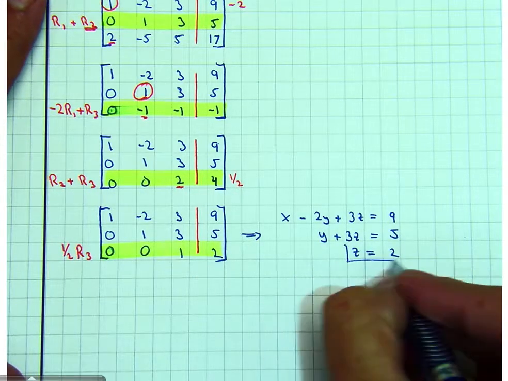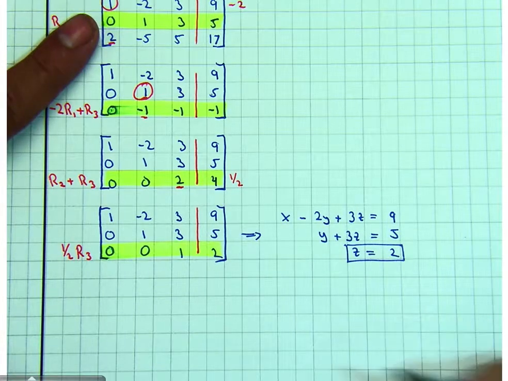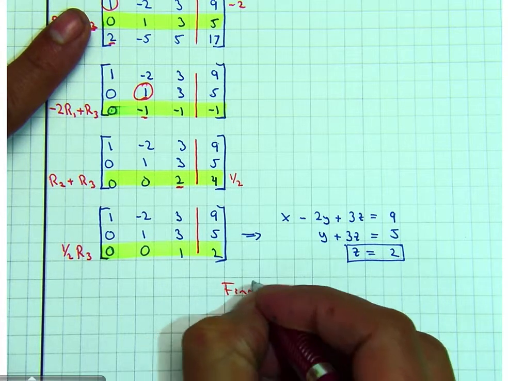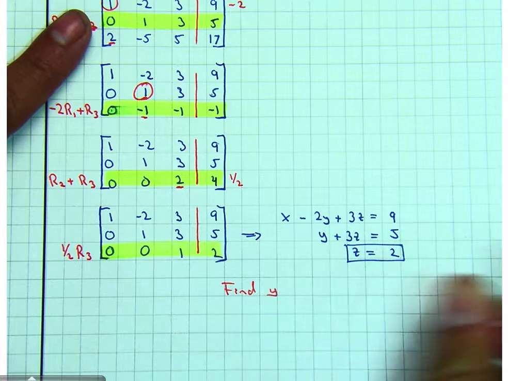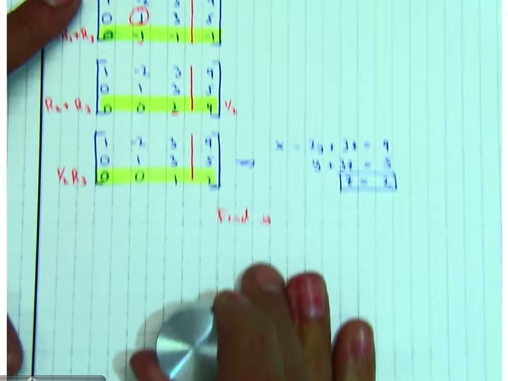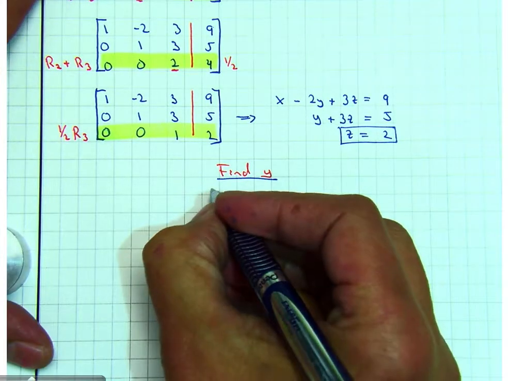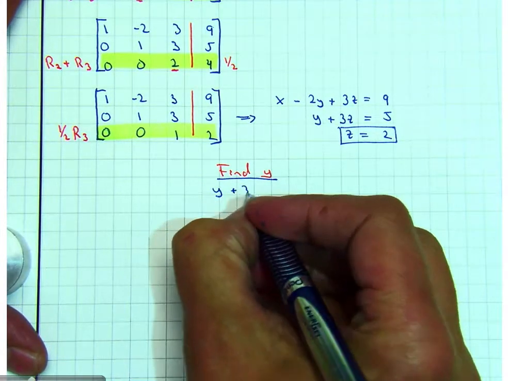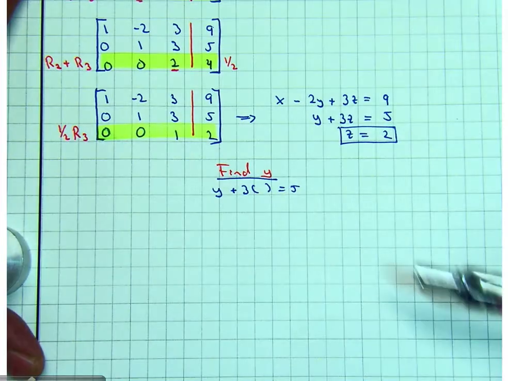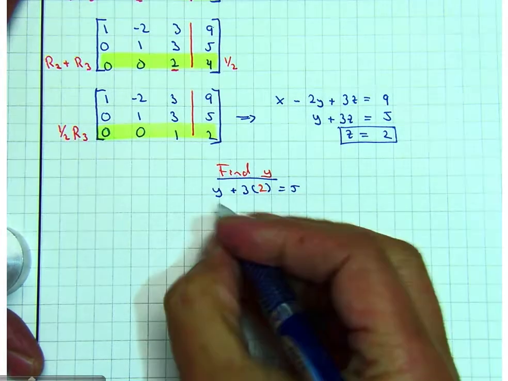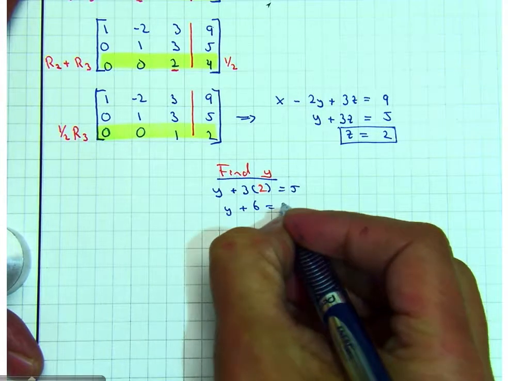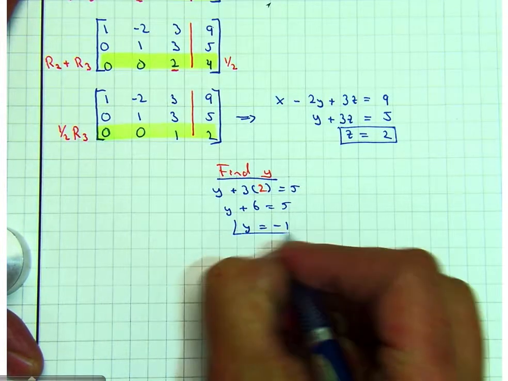So we know z is equal to 2. So I need to be able to find y next. And just the same thing that we did last time, now it becomes an easier problem. We have y plus 3z is equal to 5. I'm going to place that 2. So y plus 6 equal to 5. Y is equal to -1.